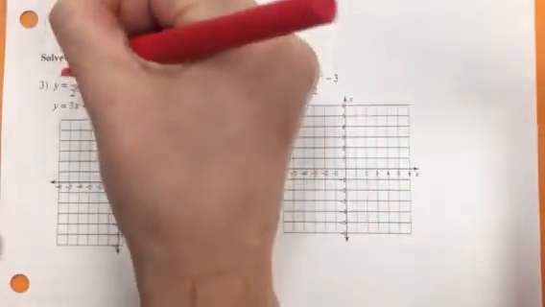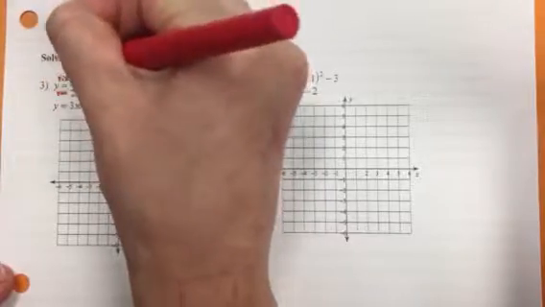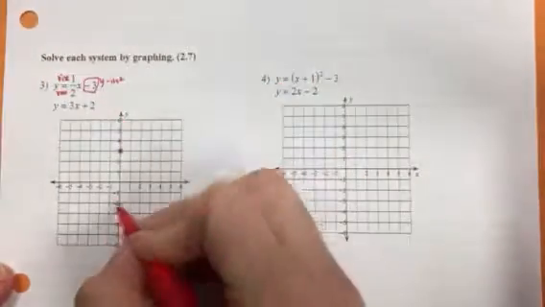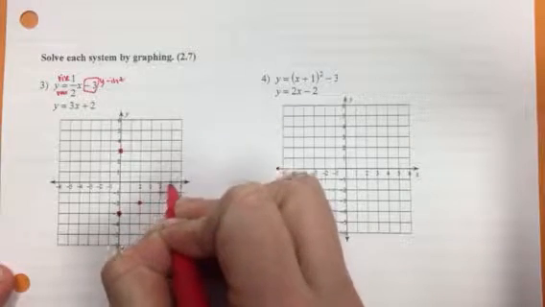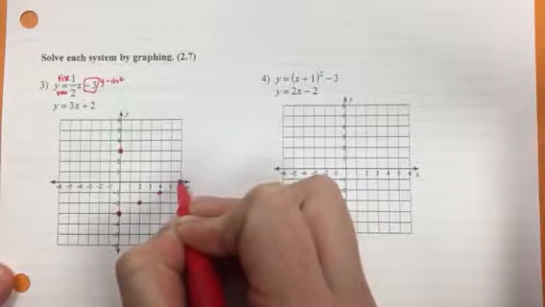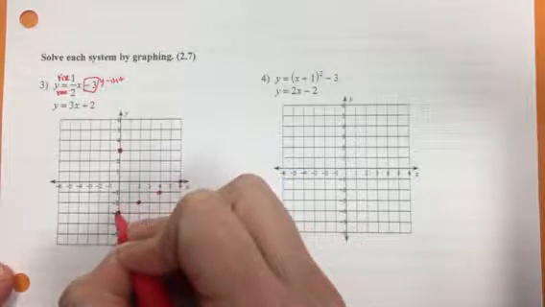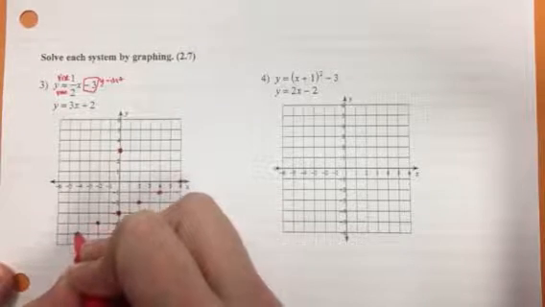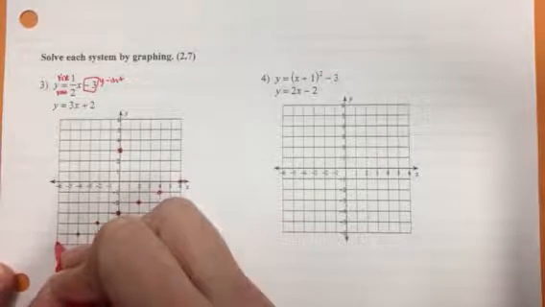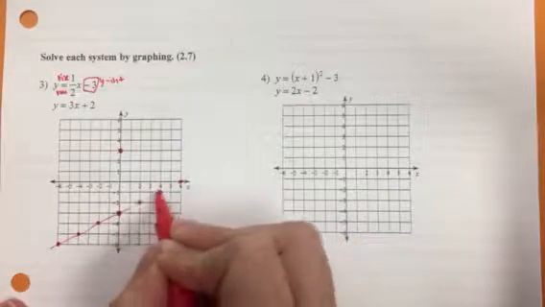Then our slope is rise over run. So rise 1, run 2. Rise 1, run 2. And if I were to work backwards, it would go -2, -1, -2, -1. Follows the same pattern. There's our line.